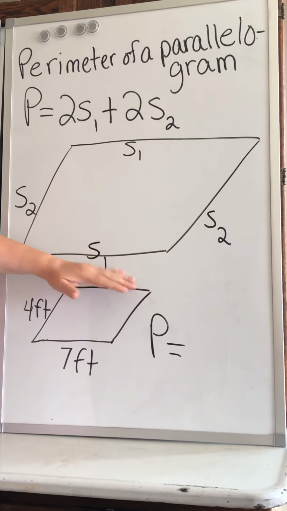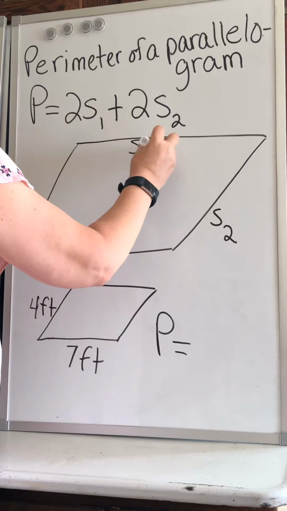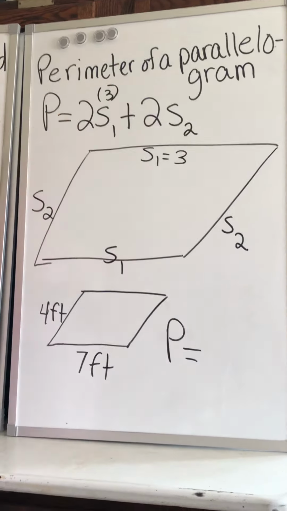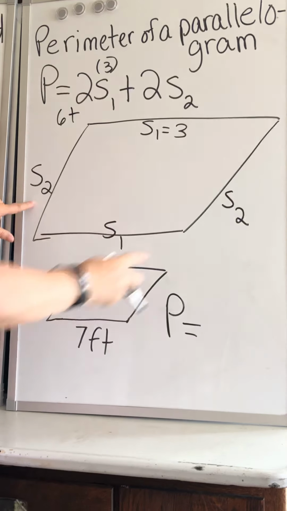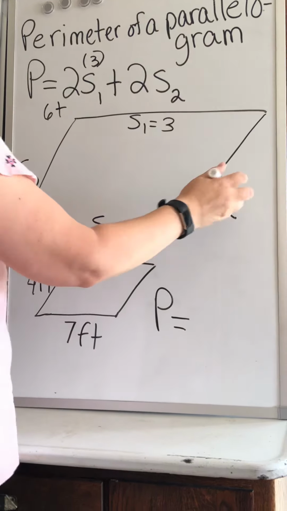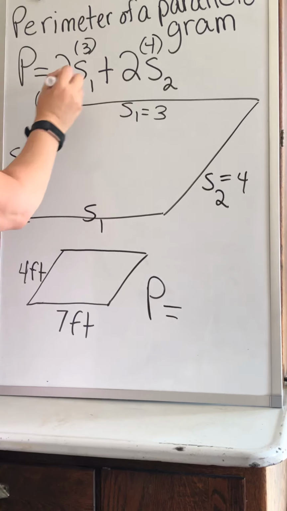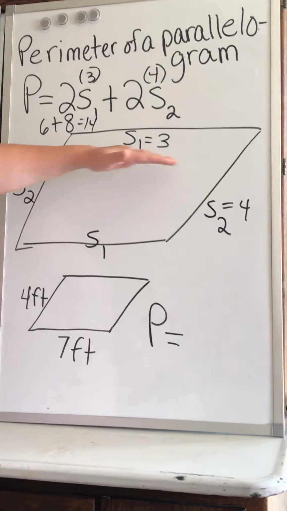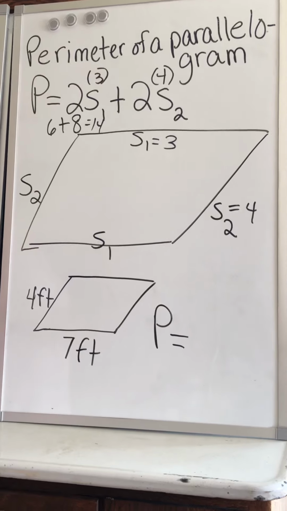So if I said that side 1 equaled 3, I would basically be doing 2 times 3. Here's 1, 2. 2 times that number, and of course that would be 6. And then here's side 2, side 2. There's 2 of them. What if I said side 2 equaled 4? Well, then I would go 2 times 4 equals 8. 6 plus 8 equals 14. Otherwise, all you really need to do for perimeter is add. That's it. Whichever formula is easier for you.